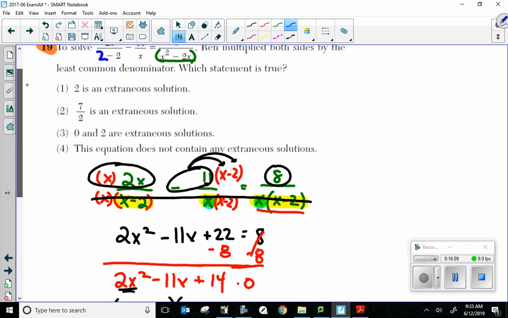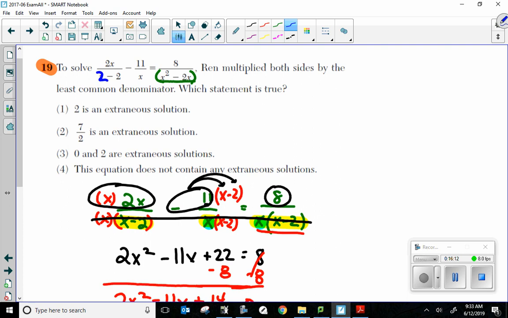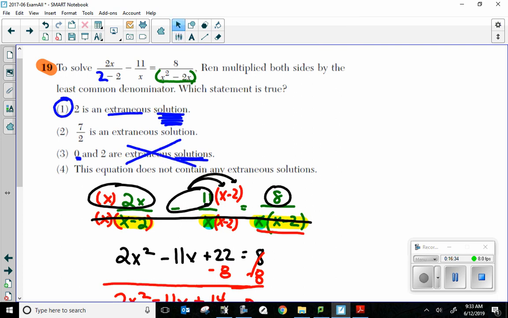So when I look at my answers here, which statement is true? 2 is an extraneous solution. You have to figure out what your solutions are. You cannot have an extraneous solution unless at first it is a solution to the problem. Notice 0 would not work, but 0 was never a solution, so it can't be an extraneous solution. A little bit of work, but not too bad.